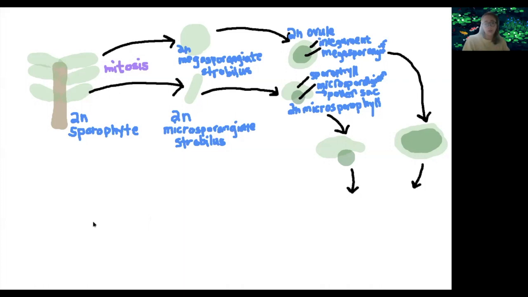Now, there's a couple important differences between the microsporangiate cone and the megasporangiate cone. So in the microsporangium, this pollen sac will fill with hundreds or thousands of microspore mother cells. And all of those cells are going to undergo meiosis. So we have hundreds or thousands of meiosis events going on within here to produce hundreds or thousands of microspores, which can then germinate to form pollen.